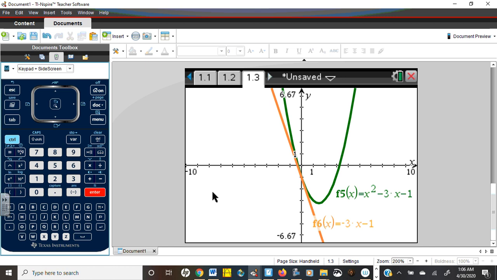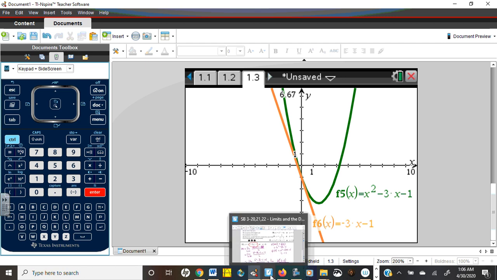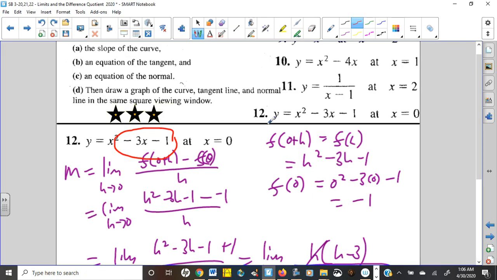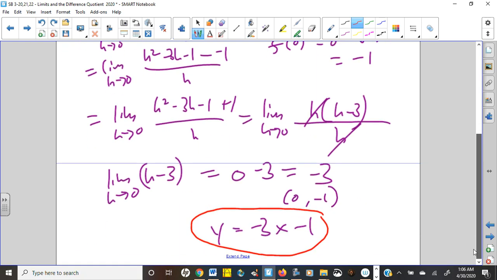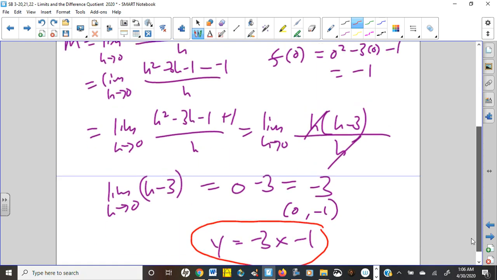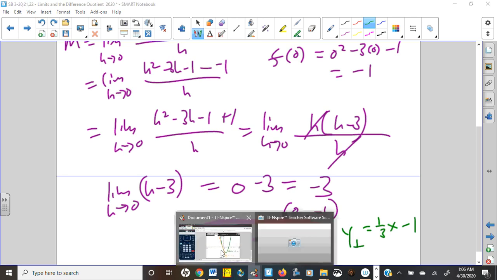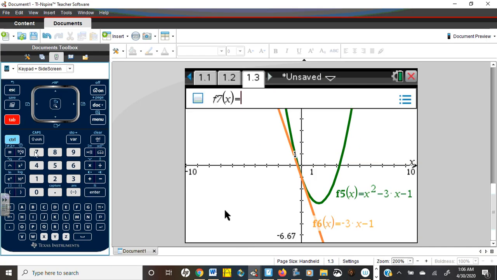Now the normal line would be using the opposite reciprocal of -3, but it would still be using the point 0, -1, so it would still have the same intercept, right? So that would just be the perpendicular or normal line would be y equals positive 1/3 x, but still going through the same point of tangency. So let's do 1/3 x minus 1, and see what we get.